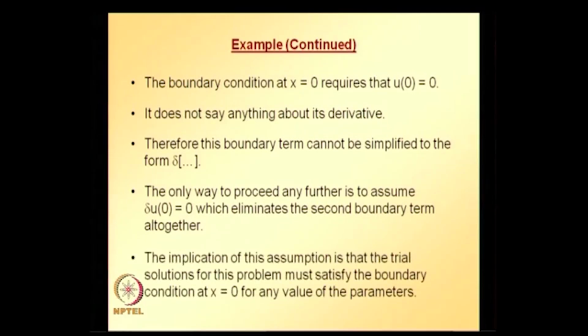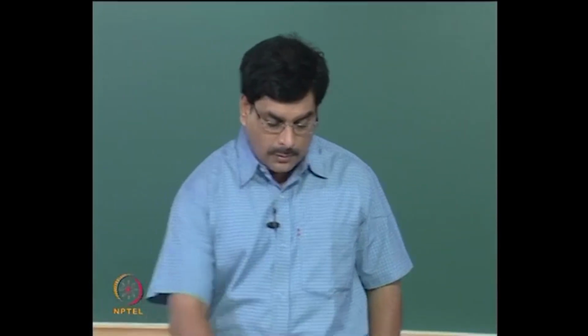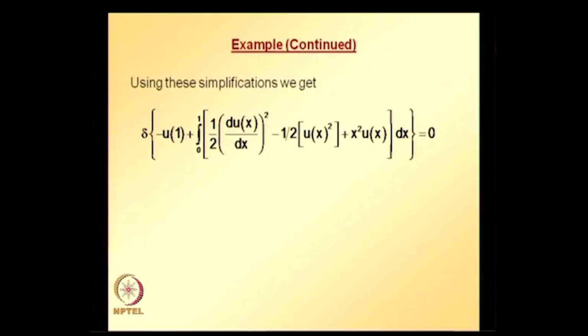The implication of this assumption is that the trial solution for this problem must satisfy the boundary condition at x is equal to 0 for any value of parameters. Please remember, at x is equal to 0 the essential boundary condition is given. So the implication is that at any cost you need to satisfy the essential boundary condition, and so with this reasoning we can eliminate the second term also. So the first two terms get eliminated and you will be left with only the last term, that is variation of some quantity is equal to 0.